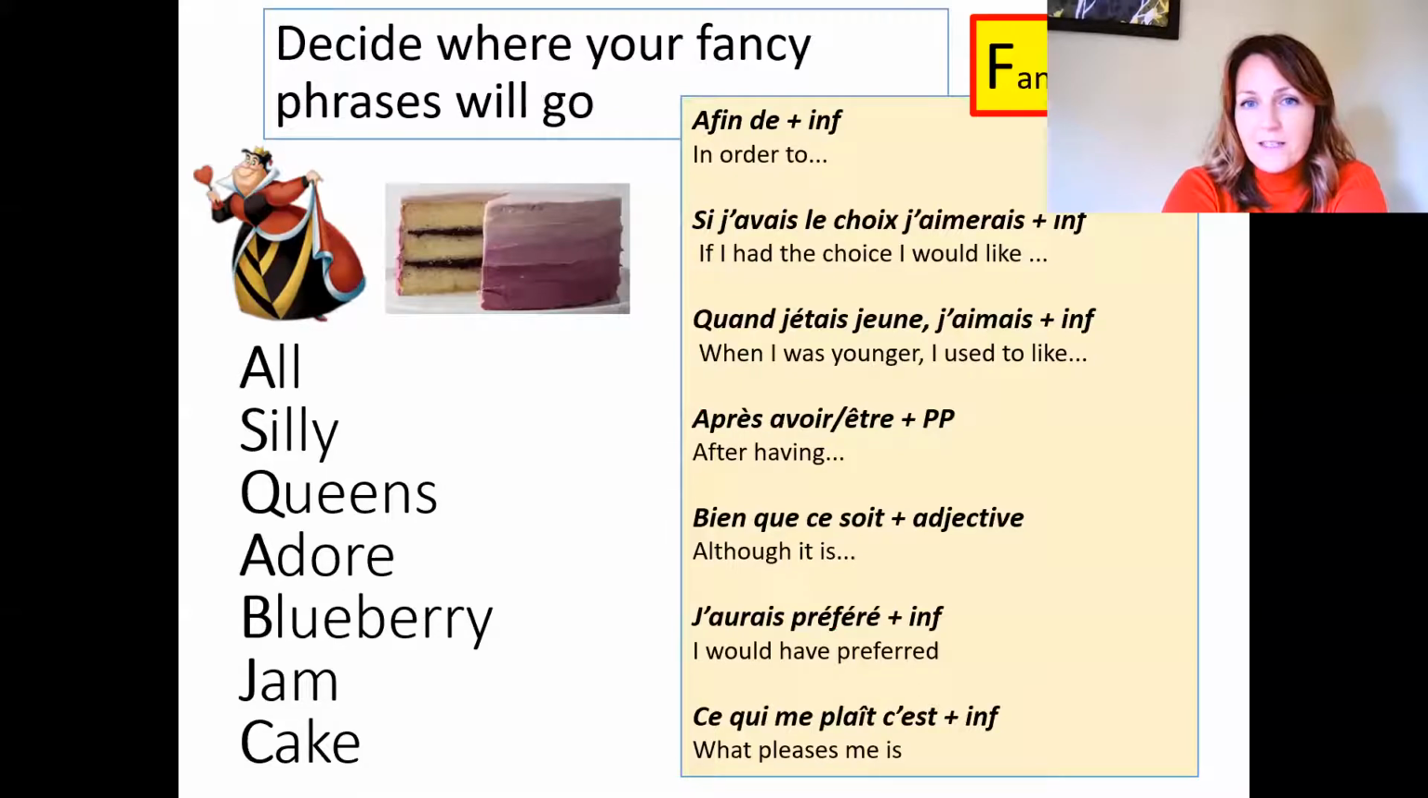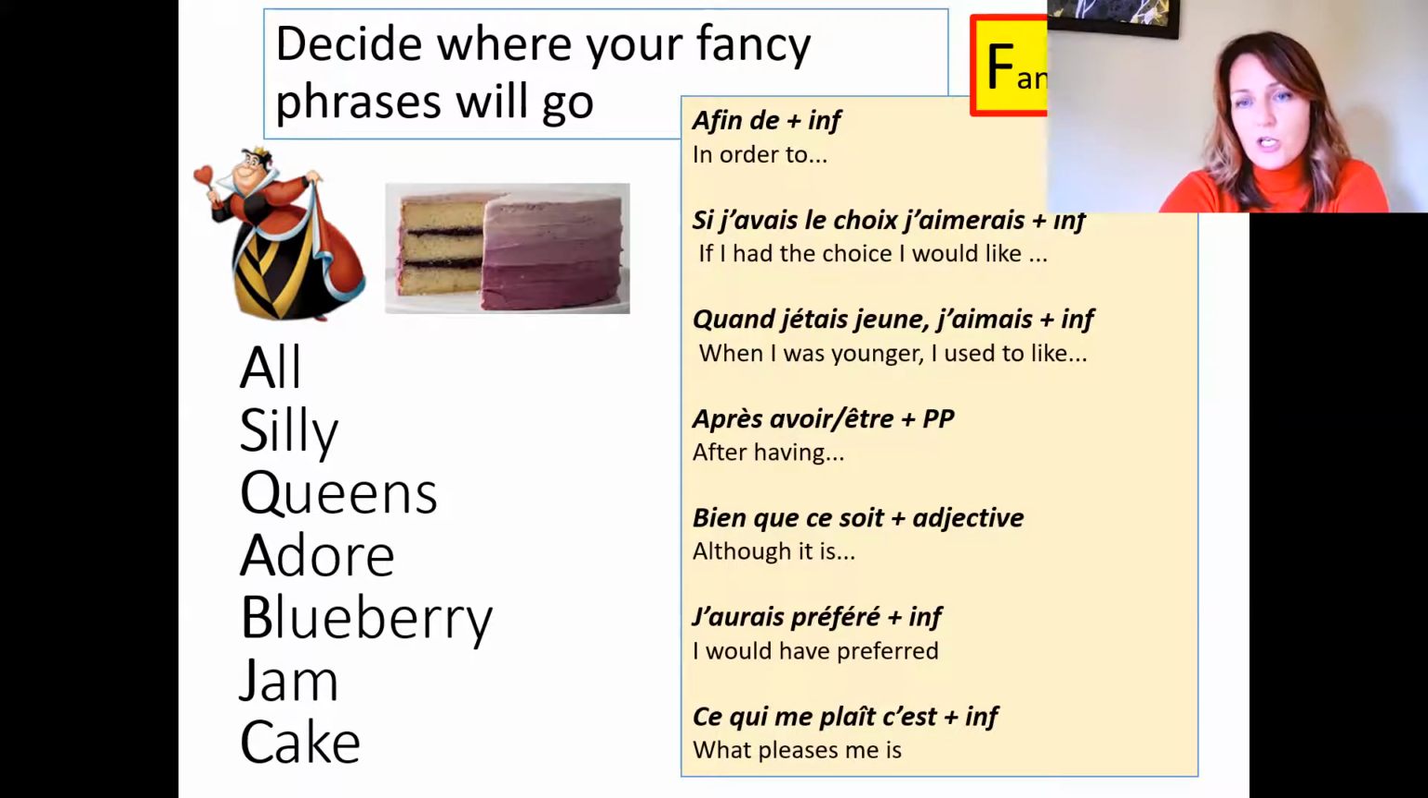Now, F stands for fancy phrases, and your teacher might give you some different fancy phrases, but I tend to give these ones to my classes. So all silly queens adore blueberry jam cake is the way that we remember it. So we've got J'ai trouvé ça plus infinitive. Lots of these are followed by the infinitive. So J'ai trouvé ça, in order to.